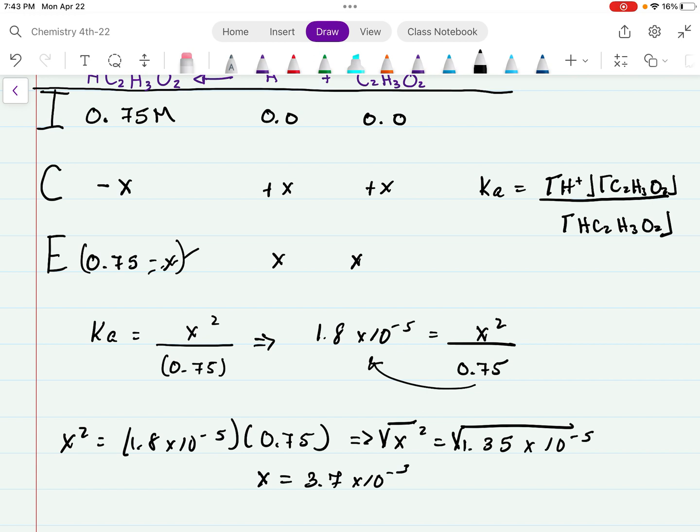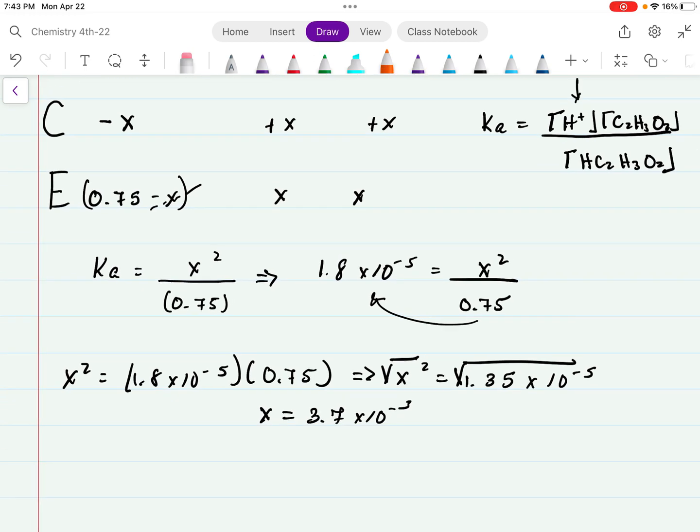All right. Since we know that x is equal to the value of this here, here's what this means. That means that our molar concentration of hydrogen is equal to 3.7 times 10 to the negative 3 moles per liter. Okay, this is our molar concentration. Another way to write this is that it is 0.0037 moles per liter of our molar concentration of hydrogen ions.